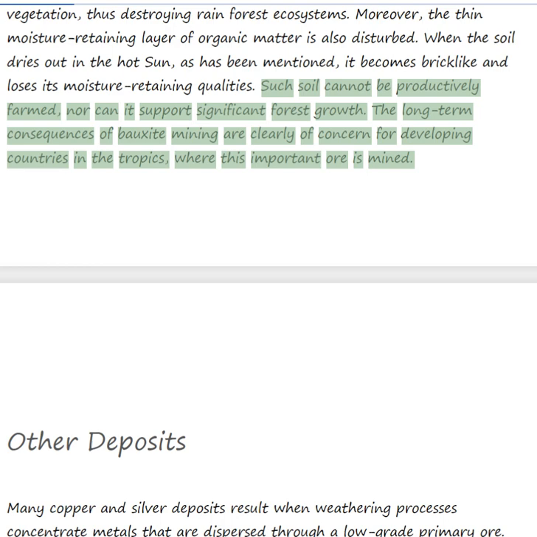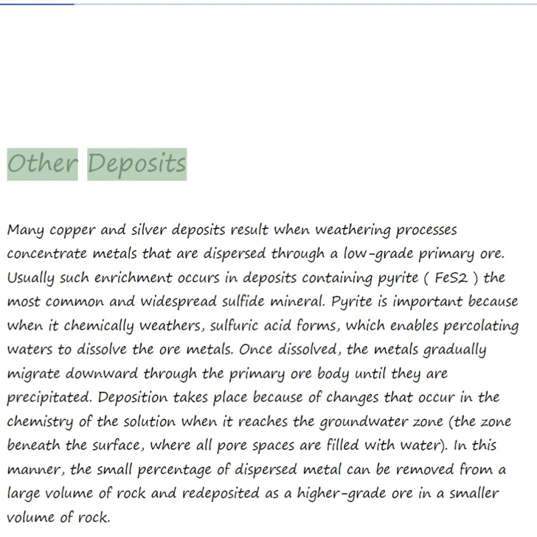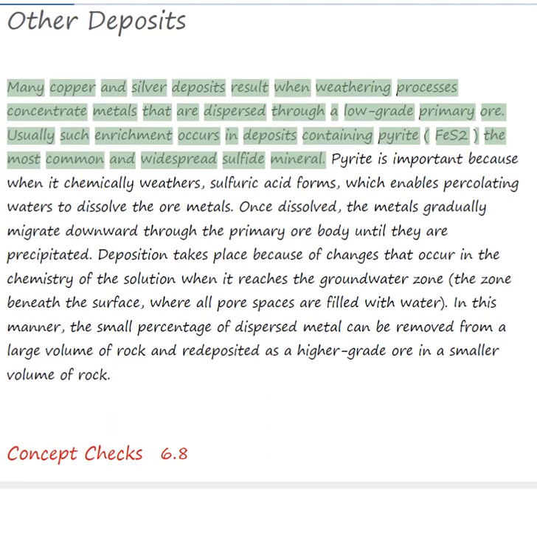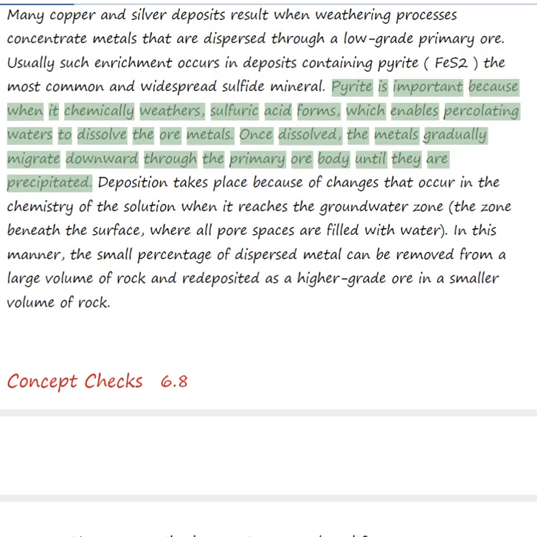Other deposits. Many copper and silver deposits result when weathering processes concentrate metals that are dispersed through a low-grade primary ore. Usually such enrichment occurs in deposits containing pyrite, the most common and widespread sulfide mineral. Pyrite is important because when it chemically weathers, sulfuric acid forms, which enables percolating waters to dissolve the ore metals. Once dissolved, the metals gradually migrate downward through the primary ore body until they are precipitated.